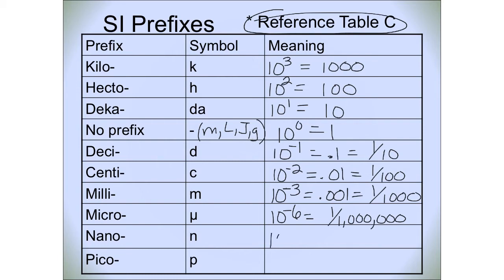Nano is 10 to the negative 9. So when you hear about nanotechnology, they're talking about very, very tiny things. This is 1 billionth. And then picometers are what atoms are measured in. So that gives you an idea of how tiny our atoms are. That is 1 trillionth.